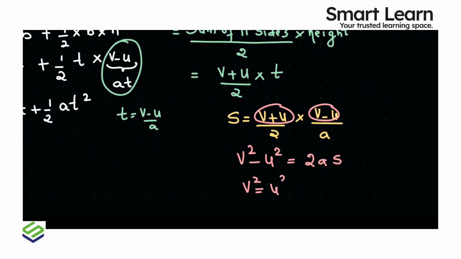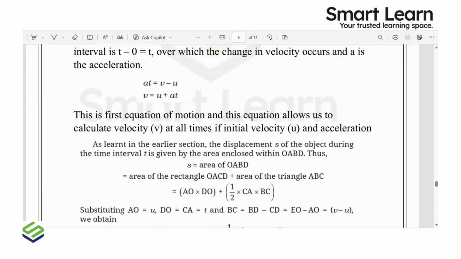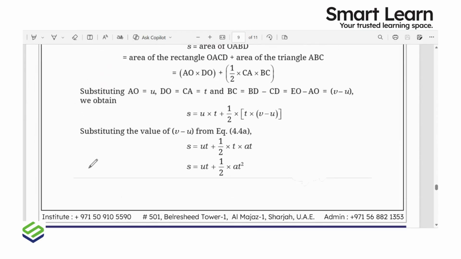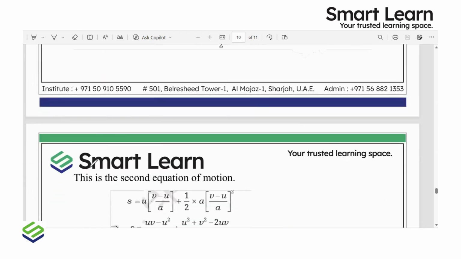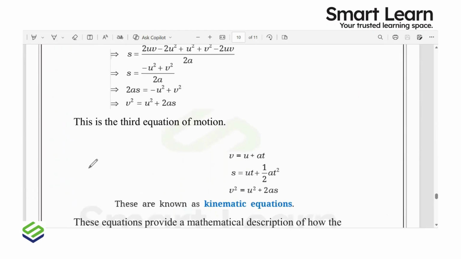What is missing in this is time. So the first one, V equal to U plus AT, S is missing. Second one, S is equal to UT plus half AT square. See, S is equal to UT plus half AT square, V is missing. And the last one, V square equal to U square plus 2AS, time is missing.